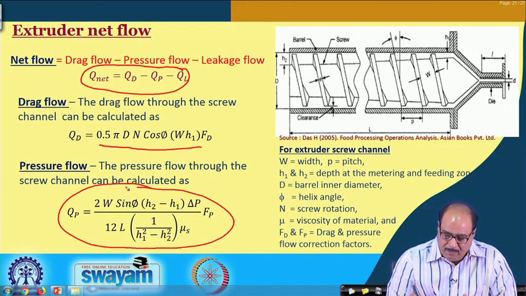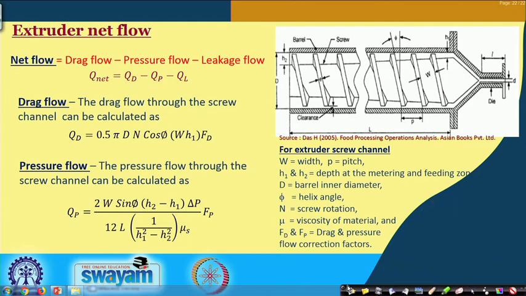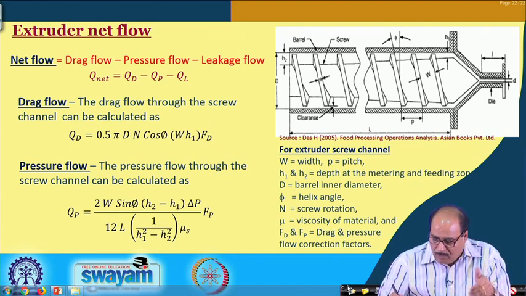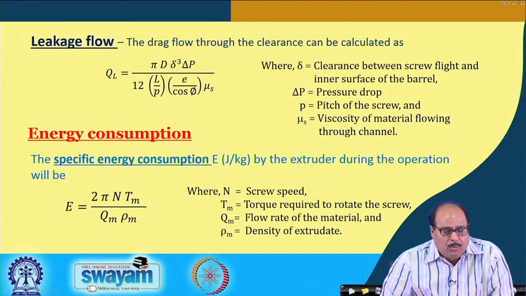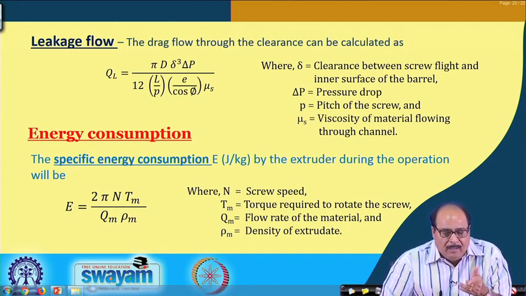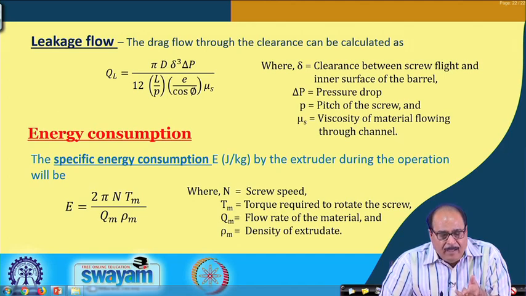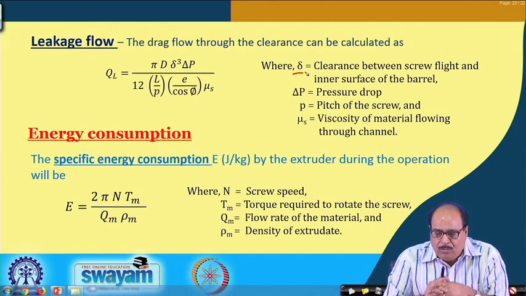So, if you have these characteristics, you measure the system parameters and process parameters, and you can calculate Q d, Q p, and also the leakage flow. Leakage flow is calculated using the equation Q L is equal to pi d delta cubed, delta P divided by 12 L by rho E by cos phi mu s, where delta is the clearance between the screw flight and the inner surface of the barrel, delta P is the pressure drop, P is the pitch of the screw, and mu s is the viscosity of the material flowing through the channel.